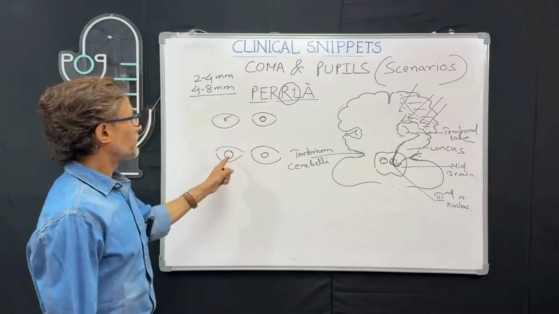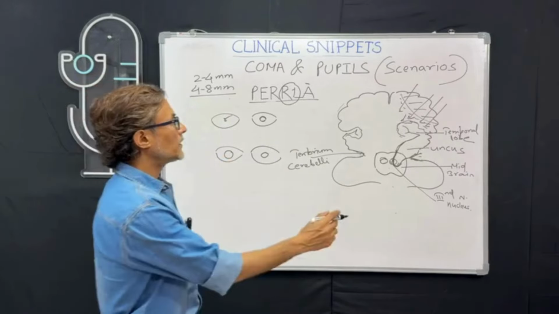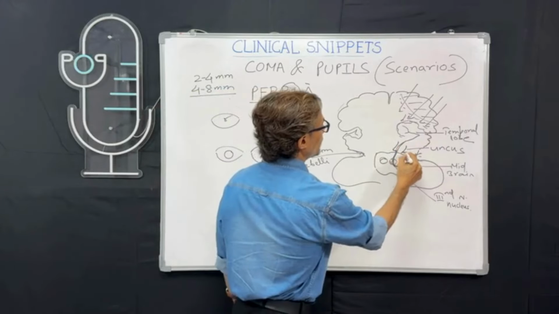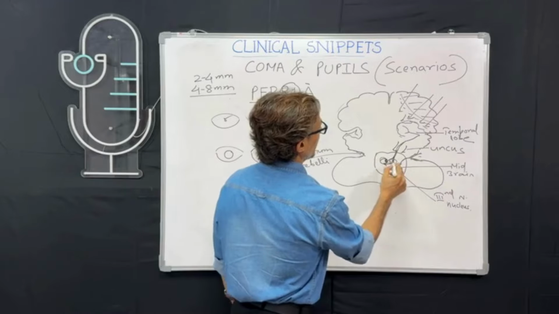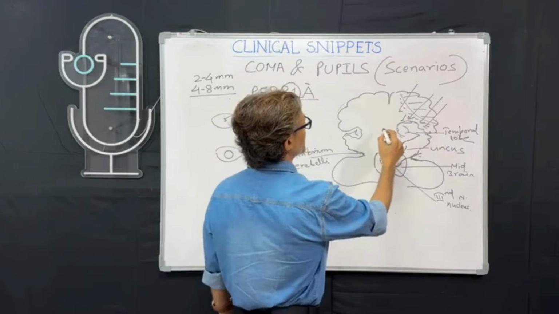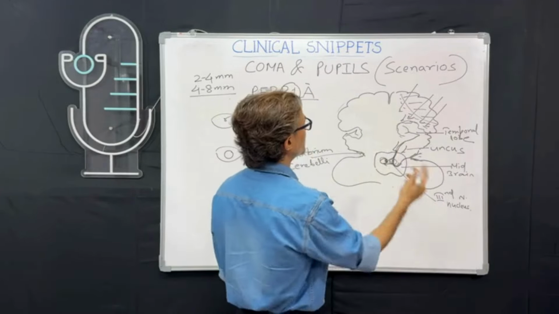And second, if gradually in this patient, the other, opposite eye, which was initially normal, becomes dilated, because if untreated the pressure continues and this part again compresses this, there can be a situation which is known as central transtentorial herniation.